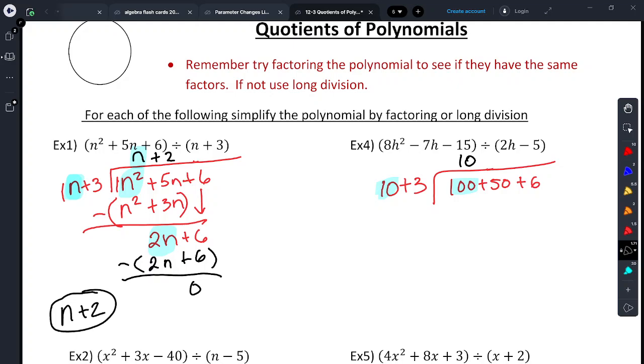Then what did you do? You multiply that. 10 times 10 plus 3. 100 plus 30. What'd you do with that? Subtracted it. What'd you get? 20. You brought down the 6. How many times does 10 go into 20? 2 times. So plus 2. Yeah? Then what'd you do with the 2? You multiplied it. 2 times 10 plus 3 would become 20 plus 6. Subtract it. 0. And you get 10 plus 2. 12. It is what you were doing.